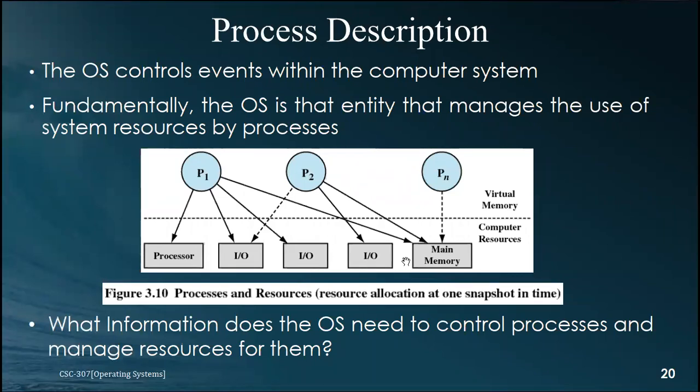So basically we know that the operating system controls events within the computer system. So the operating system controls everything. We have many processes like P1, P2 up to Pn. All these processes want different things: some processes want processor, IO, and main memory. Some only want IO and main memory. Some might only want main memory. So each process has its own different resources, its own process accounting time, and different features. They have different types of requirements.